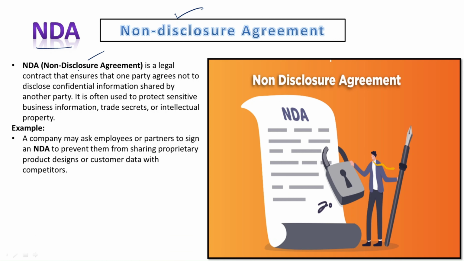NetBIOS, which is network basic input output system. So it is a protocol that allows applications on different computers in a local network to communicate and share resources like files and printers.